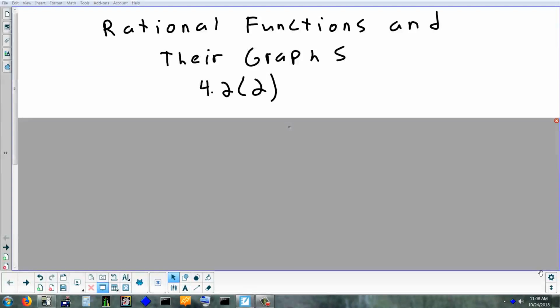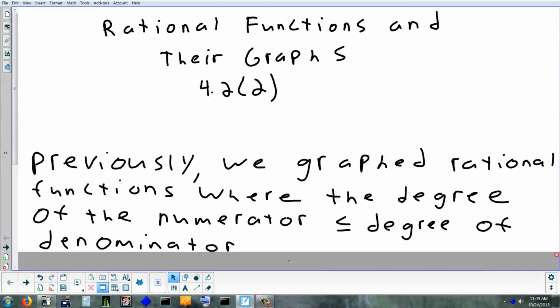All right, so today we'll finish up 4.2. So as I said, we're going to look at problems that have asymptotes that are still vertical. That's not going to change. Still going to have those. It's not going to change how you find them either. What's going to be different is we might not have horizontal.